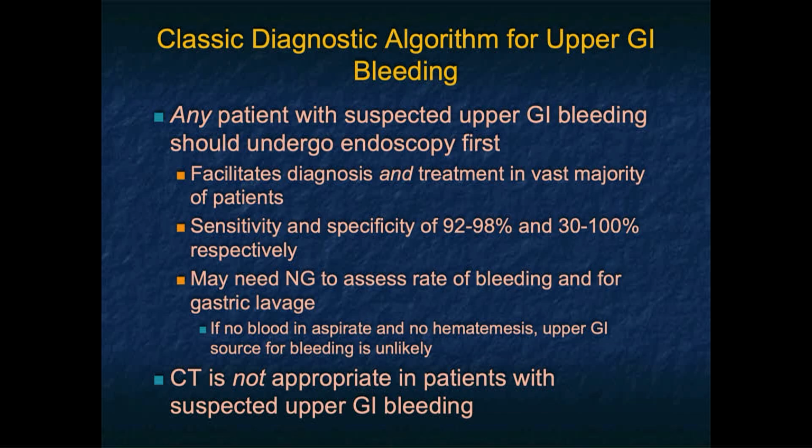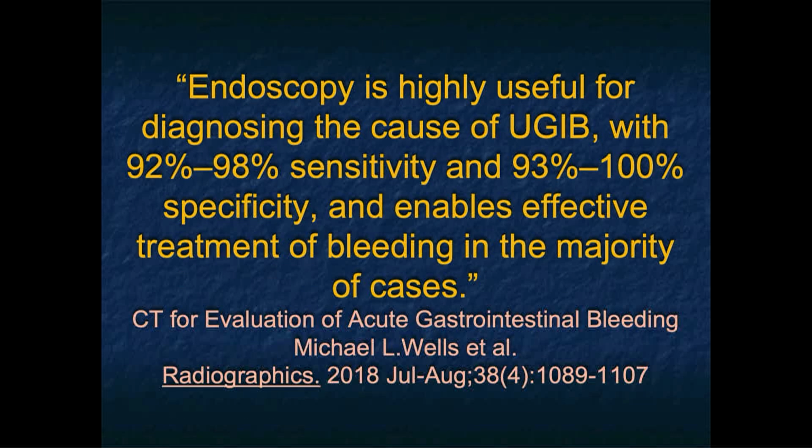As I mentioned about upper GI bleeding, the classic statement is any patient with suspected upper GI bleeds should undergo endoscopy first. It's both high accuracy in terms of diagnosis and also can often manage the patients on a single examination. And CT was considered not to be appropriate in the sense of using it for upper GI bleeding. And if you look at some of the numbers, endoscopy numbers were indeed very high.